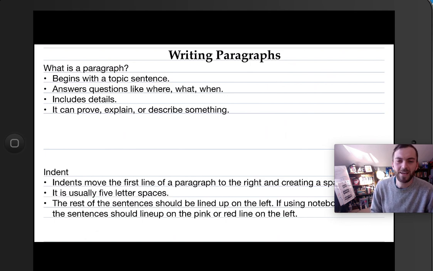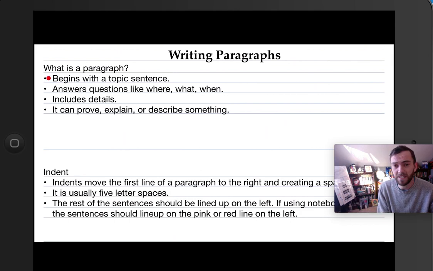Good morning, class. Today we're going to practice writing paragraphs. So let's go ahead and take a look at this. Now, what is a paragraph exactly? Well, a paragraph begins with a topic sentence. Most importantly, a paragraph is a collection of sentences that are all about the same thing. Every sentence in that paragraph is a bit about the same thing.